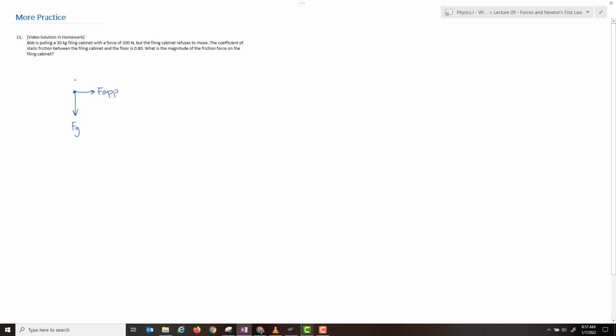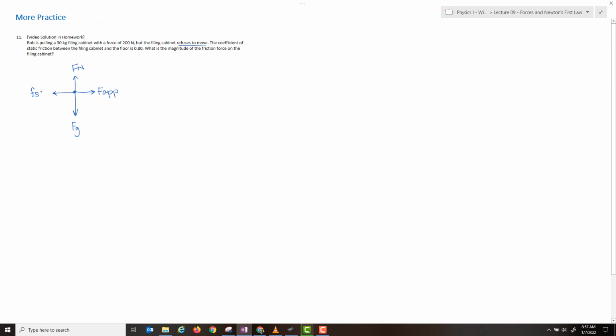The filing cabinet is on a surface, so it would have a normal force acting on it. And because it's refusing to move, we must have a force of friction that's opposing the force applied. Since it's not actually moving, this would be the force of static friction. And because it's not moving, this force of static friction must equal the force applied. So those two would cancel each other out, so there would be no net force acting in the x direction. It started off at rest, so it would continue at rest.